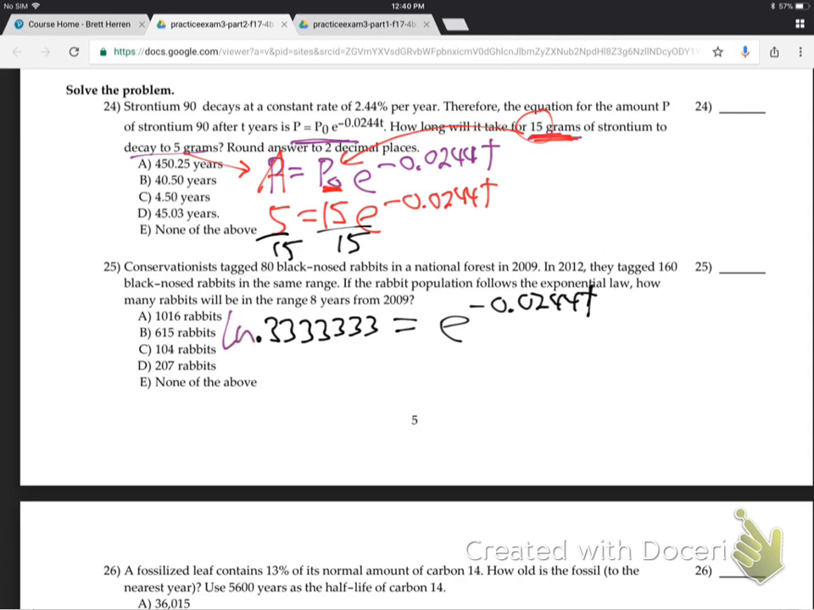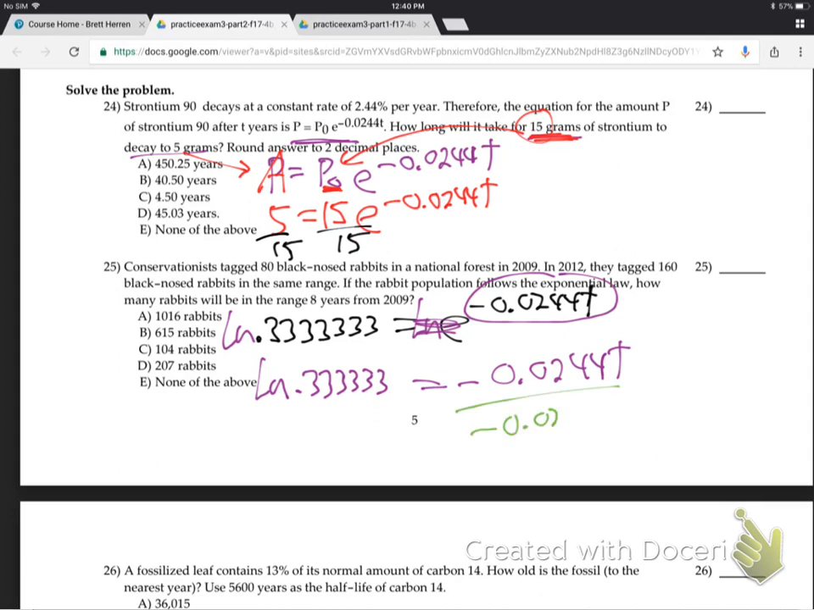Yeah, ln. Why ln this time? Because the letter has climbed into the power zone, right? Cancel it out. So minus 0.0244t is ln of 0.3333 like that. The last step, now it's easy. Just divide by minus 0.0244. Hit the buttons on the calculator. Does it come out? Somebody got it?